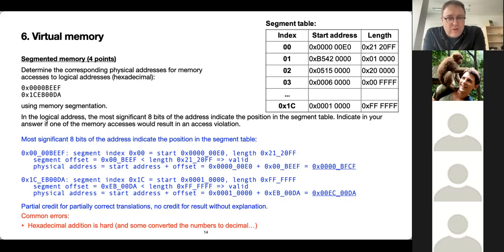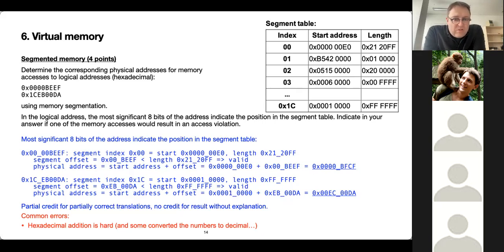As always, you get partial credit if you have a partially correct translation. You get no credit when you have a result without explanation. So if you only wrote the result 000BFCF here without showing me how you calculated it, sorry, no points for that.